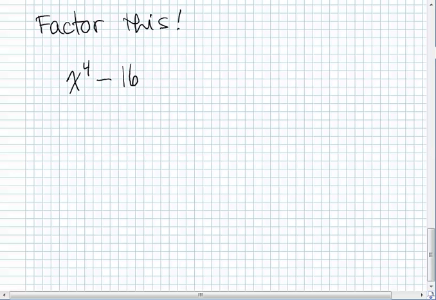Here's an example that you can try: x to the power of 4 minus 16. It's a difference of squares because they're both perfect squares. So I'd like you to factor it, and do it now.